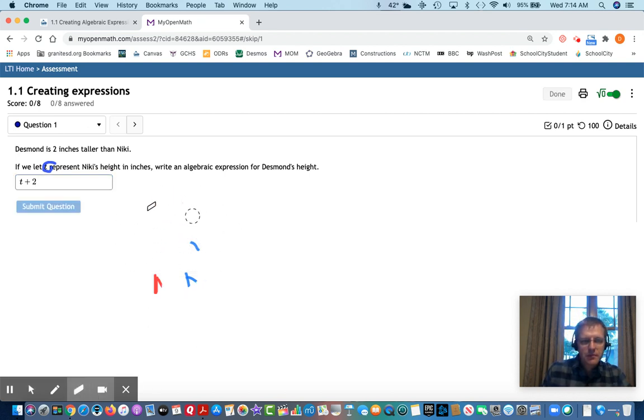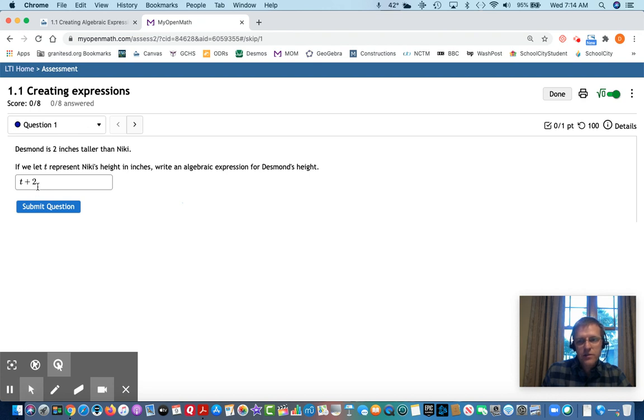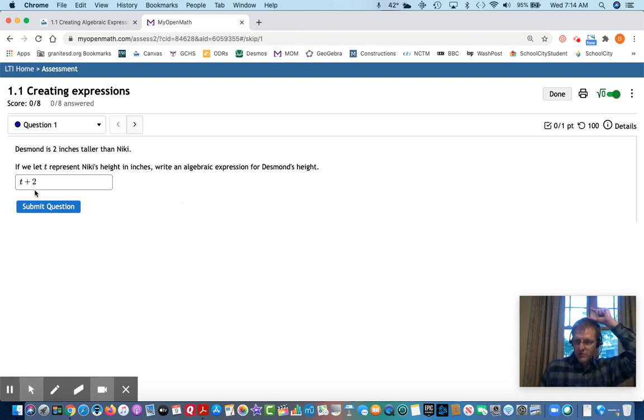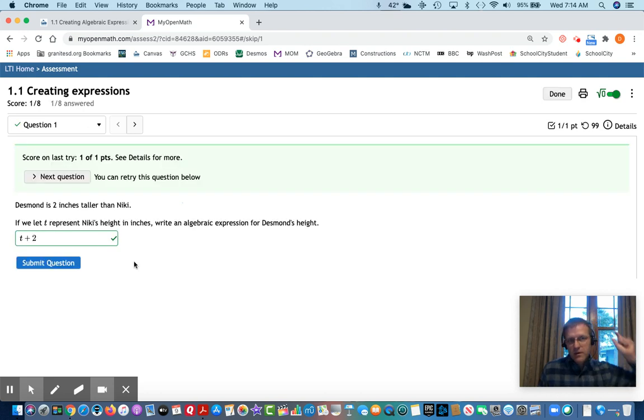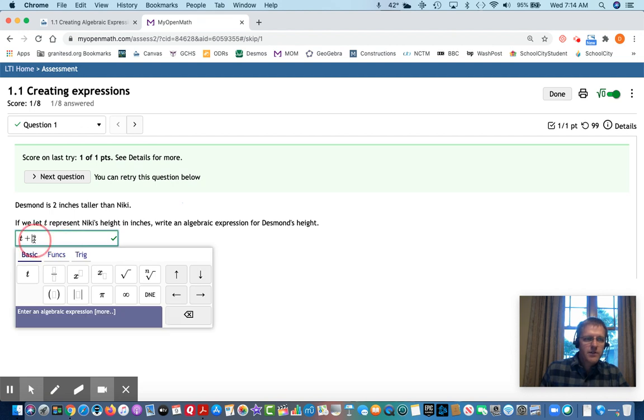So Desmond is 2 inches taller than Nikki, so you take Nikki's height and just add 2 to it, and then you'd get Desmond. So if you put 2 inches on top of Nikki, you'd have Desmond's height. Sure enough, that's right. Now, what if I'd got it wrong? Let's just play around a little bit.